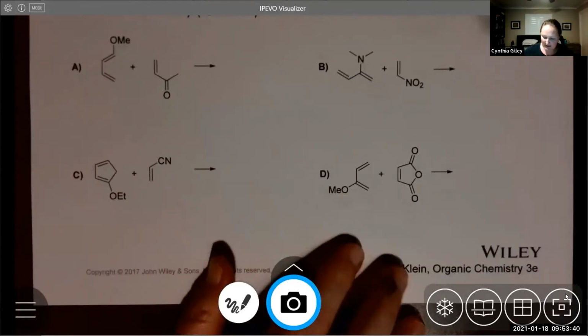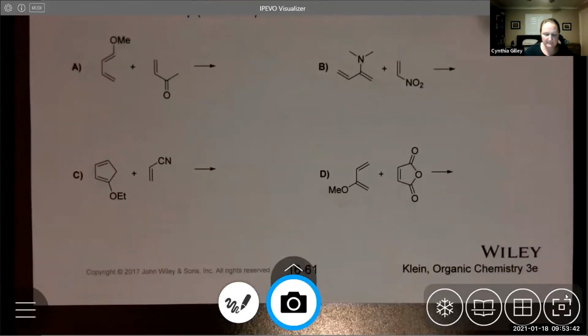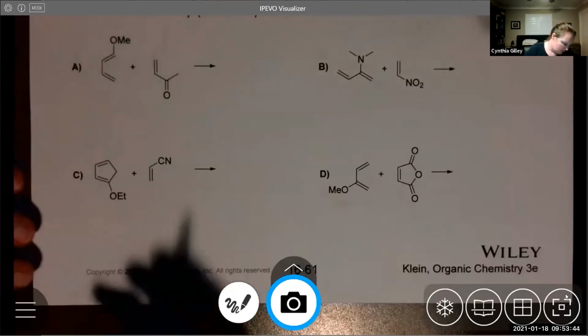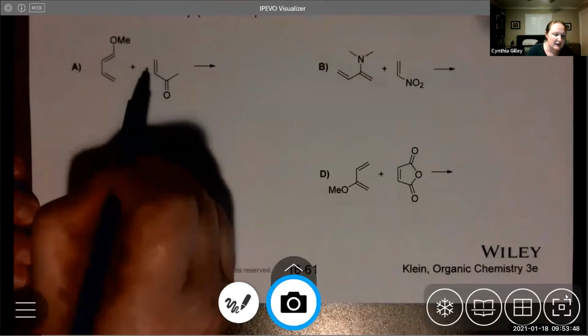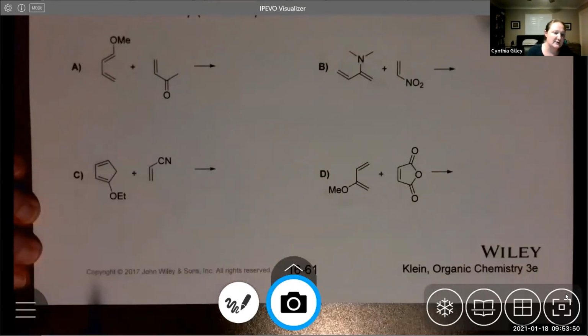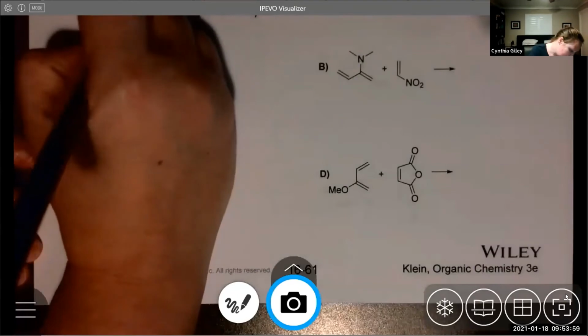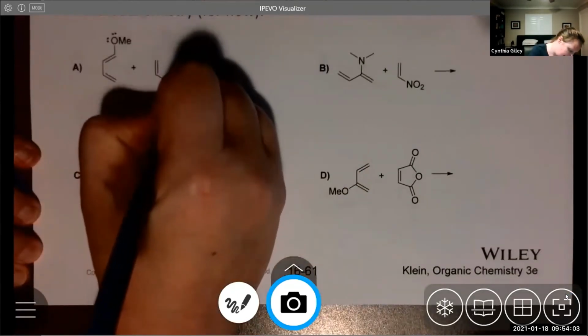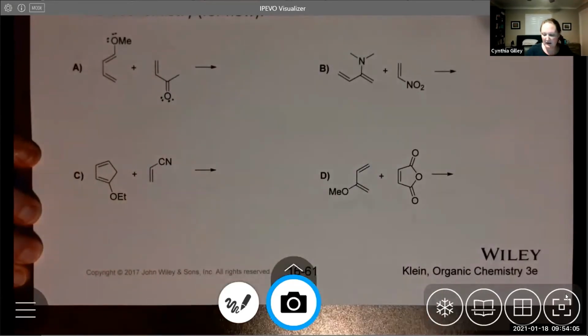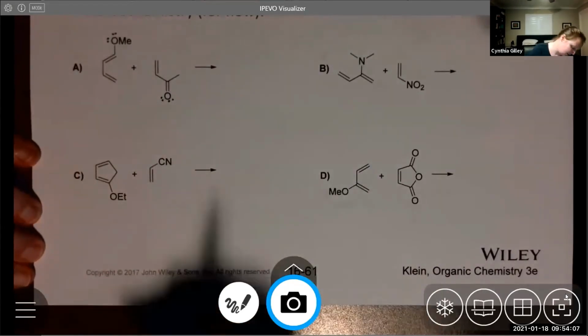Okay, let's go ahead and start predicting the product. So right here, I can see that there is no internal plane of symmetry on the diene. There is also no internal plane of symmetry on the dienophile. As a result, we are going to need to concern ourselves with regioselectivity. So what you can do is draw out the resonance contributors of the diene and the dienophile. I'm just going to do a shorthand version of that.